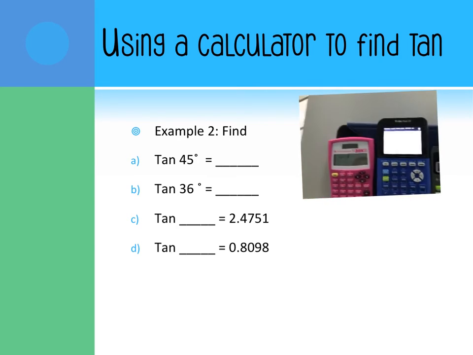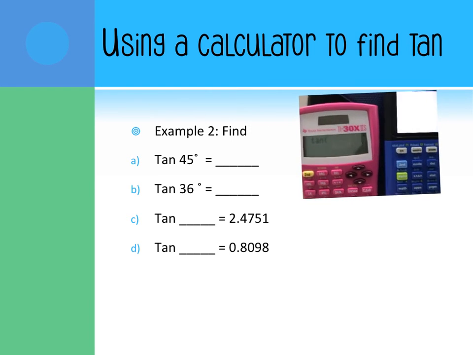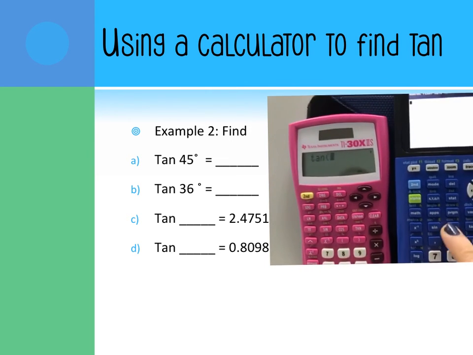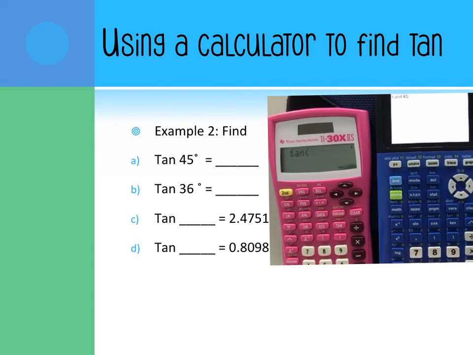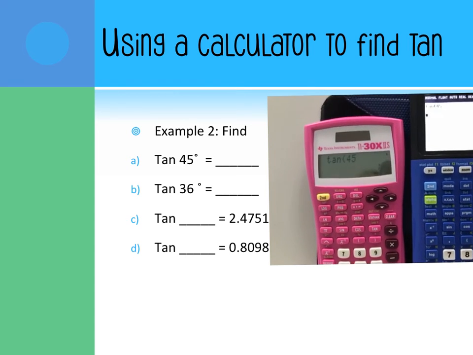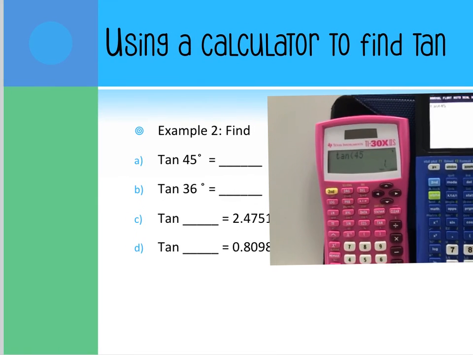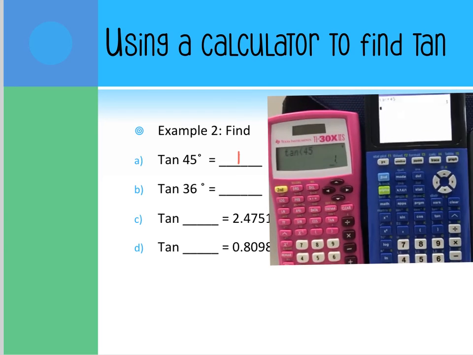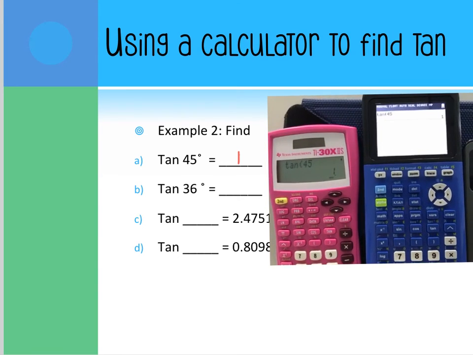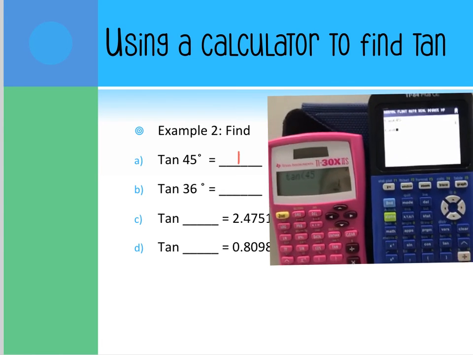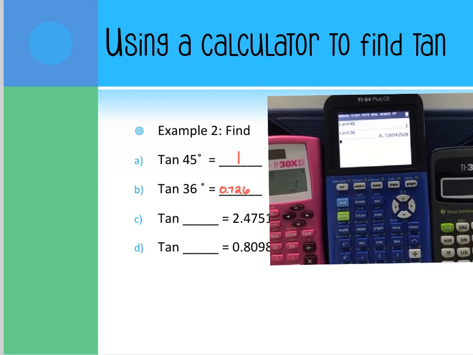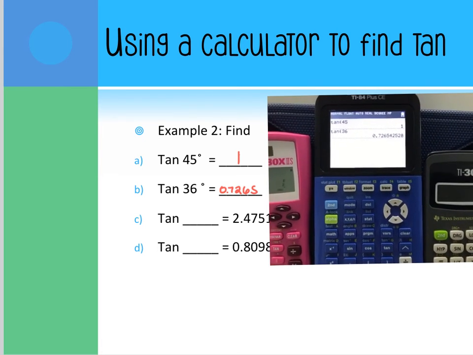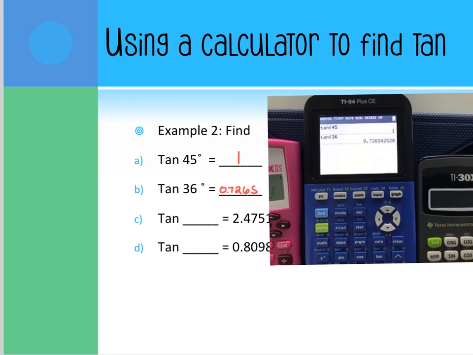So if I'm doing either the graphing calculator or the scientific calculator, when you hit the word tangent, it pops up. Then I would do tangent first, and then I would hit 45, and I would hit enter. Both of them give me the tangent of 45 is 1, which should make sense because if it's 45 degrees, it's isosceles, so opposite over adjacent would be the same. If I do tangent 36, I get 0.7265. I'm going to round to 4 decimal places, which means look at the fifth and see if it needs to round up.